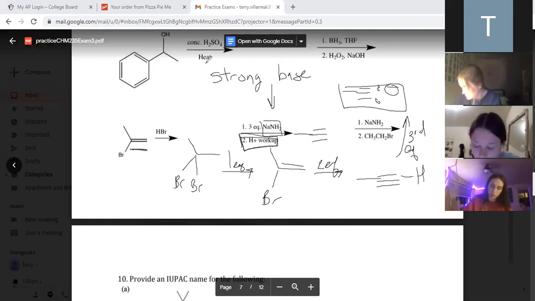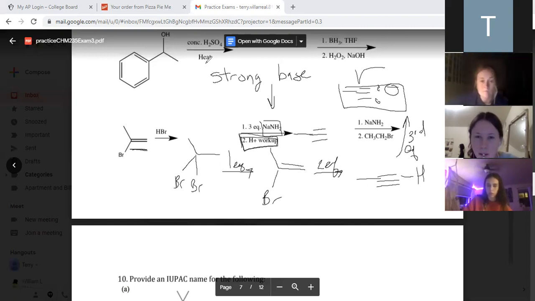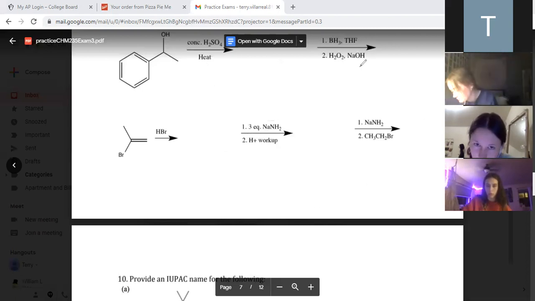The reason why we use three equivalents is just to make sure that we get the alkyne. So if you just had the Na and H2, you would get this. This would be it, but this second step means you put the proton back. Does that make sense? Okay. Now I'm going to erase this, and this is what you should have here.